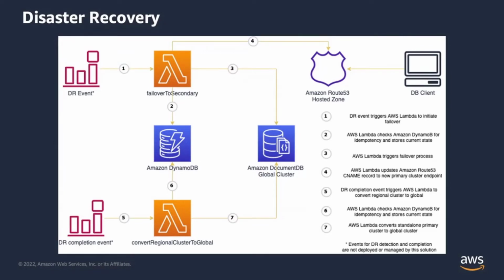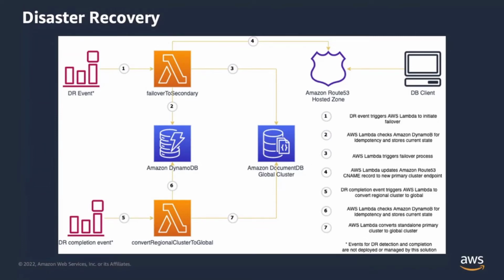This solution also uses DynamoDB as a key-value store to track the inputs that you're passing to the solution, to maintain idempotency for the Lambda function, just to avoid the Lambda function running multiple times. So we look at the input. If it is already in process, we just ignore it. Also, DynamoDB is used to track the status of cluster promotion.